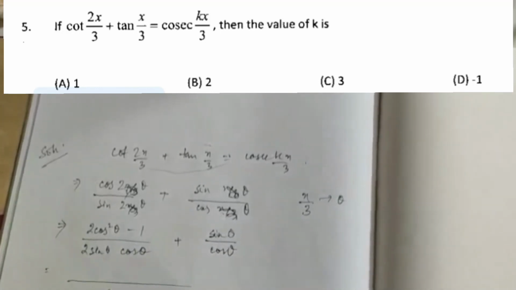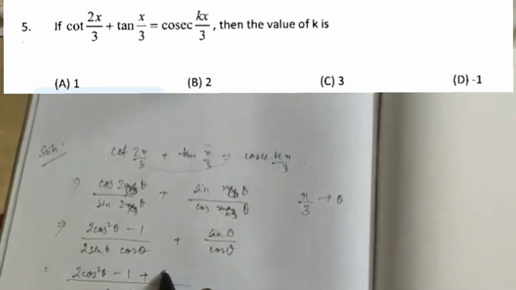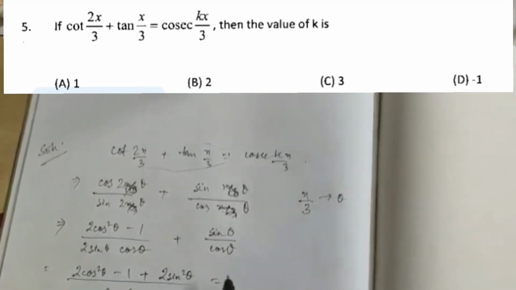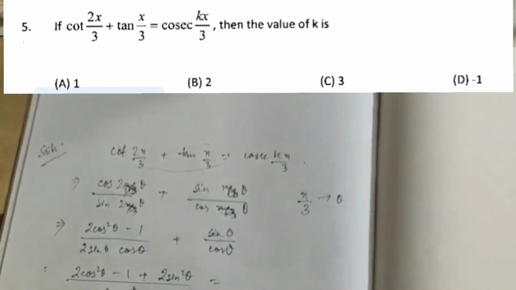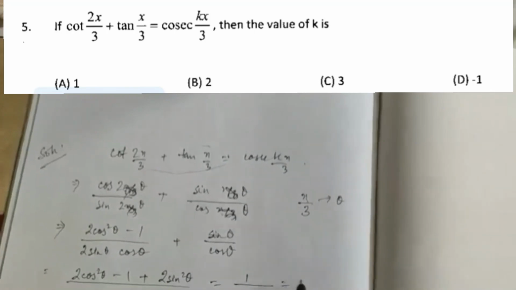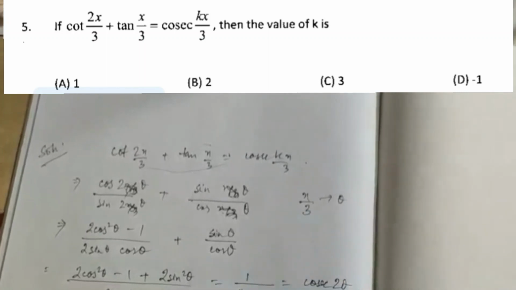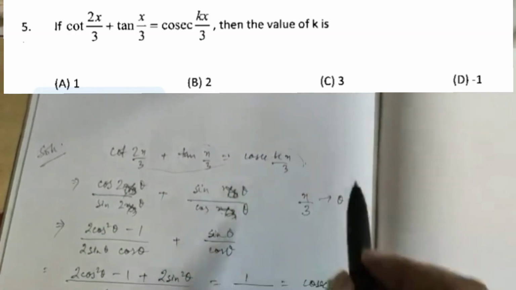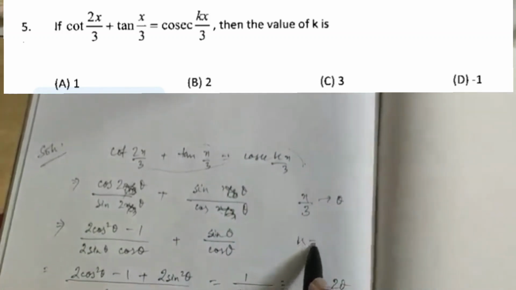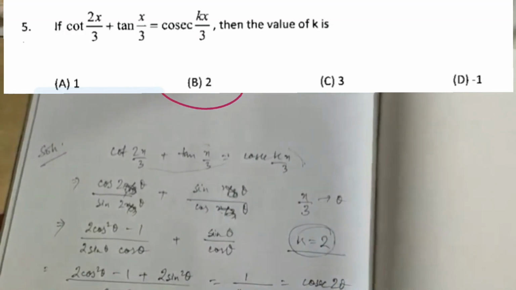Doing LCM, 2 sine theta cos theta, we are getting 2 cos square theta minus 1 plus 2 sine square theta. From here, 2 cos square theta plus 2 sine square theta means 2, and minus 1 means it will be 1 by sine 2 theta. And it's coming as cosec 2 theta. Theta is x by 3, so cosec 2x by 3. So cosec kx by 3 is equal to cosec 2x by 3, therefore k is equal to 2. The correct option will be option number B.